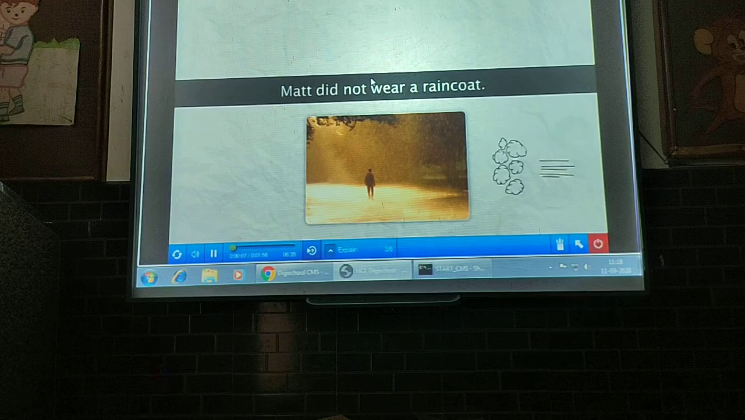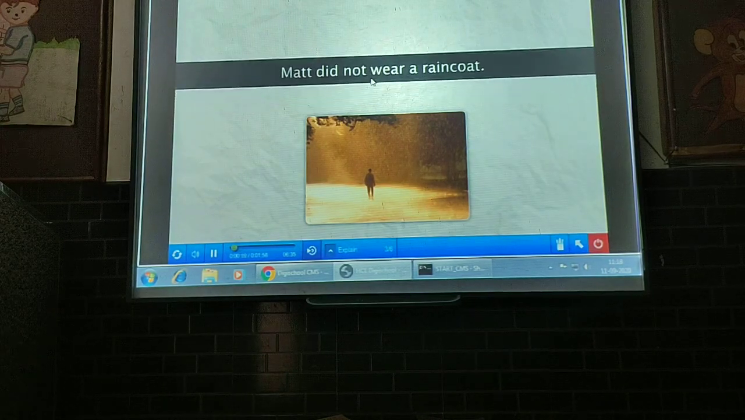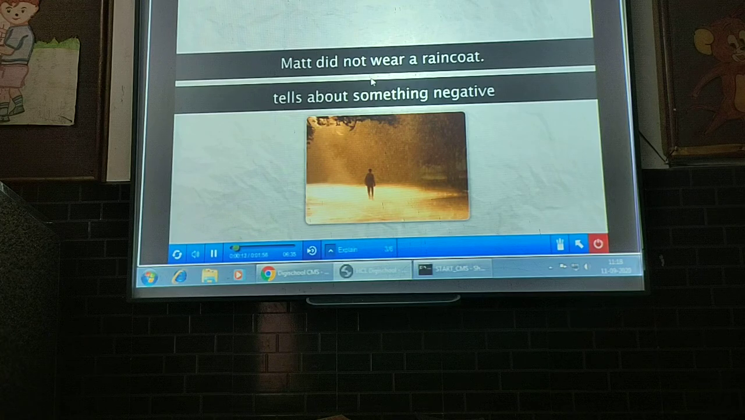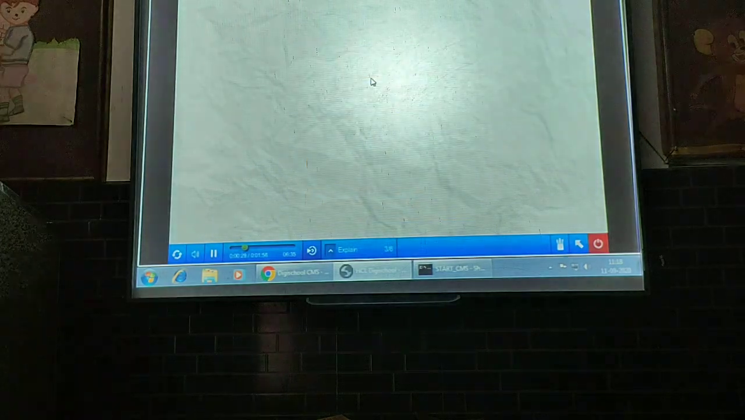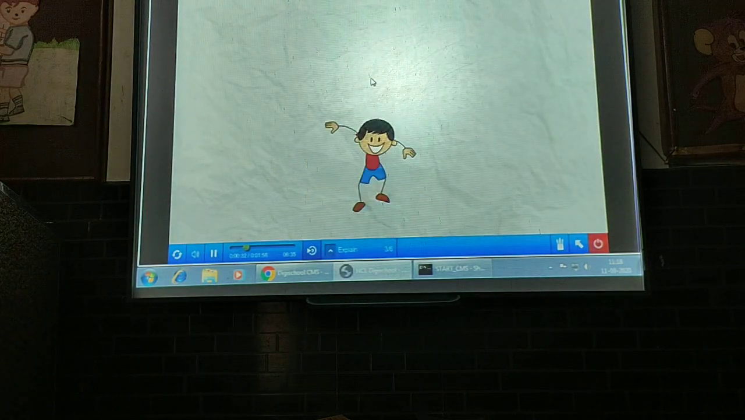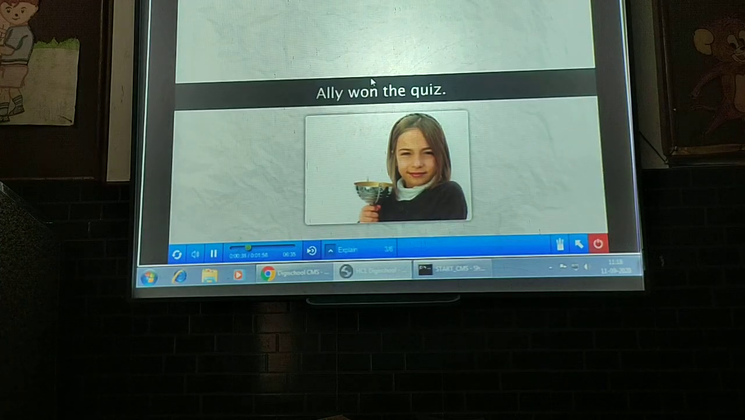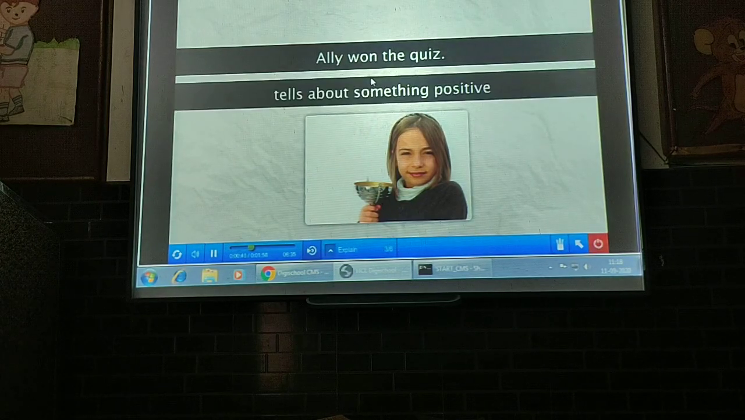Read this sentence. Matt did not wear a raincoat. This is a negative sentence because it tells you about something negative. It tells you that Matt did not wear a raincoat. Here, the helping verb did and the word not are used before the main verb wear. Here's another example. Ali won the quiz. This sentence tells you about something positive. So, it is an affirmative sentence. It tells you that Ali won.